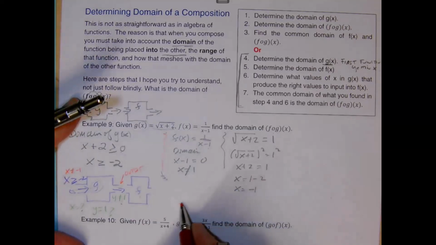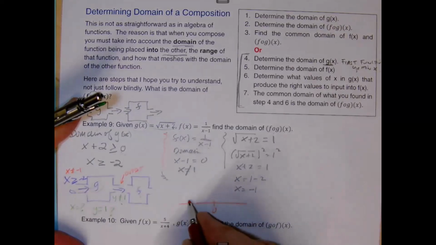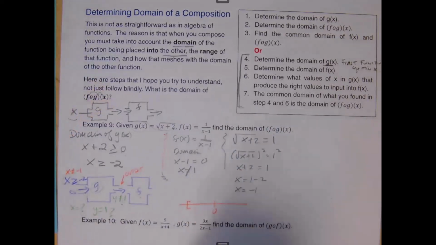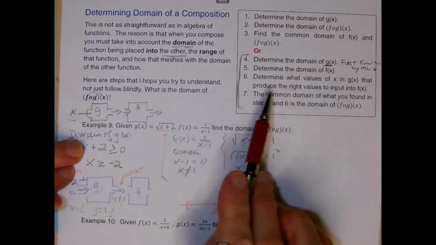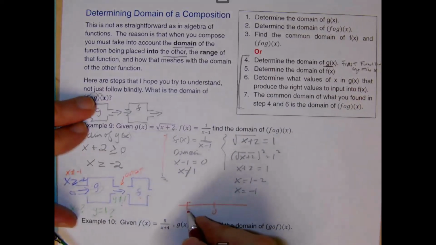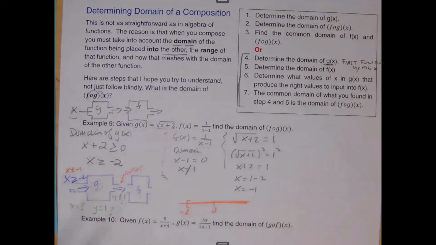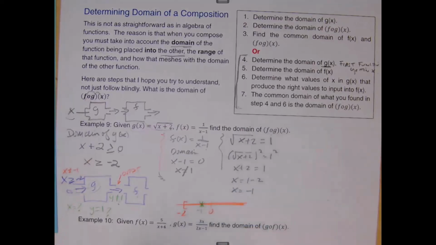If it's confusing, just draw a big number line here again. That makes it simple to put everything together. So it's about what you found in step 4, determining the g of x, and step 6, determining what values of x and g of x produce the right values to input into f of x. It turns out that negative 2 is not a problem. But we also have to exclude negative 1. That's a bad thing to put into this function.